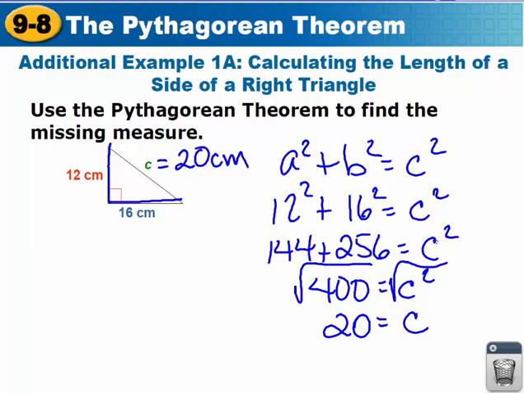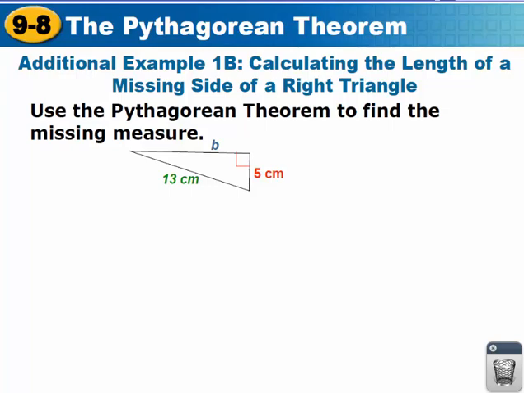Now, what if one of my legs is missing? Well, we do the same basic thing. We start off with our formula: a squared plus b squared equals c squared. Because I know two of the pieces and I'm looking for the third. Again, it's a right triangle and I'm missing that third side. So that tells us that yes, I can use the Pythagorean theorem.